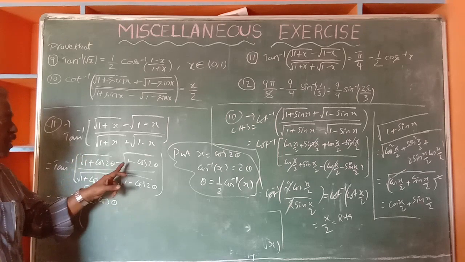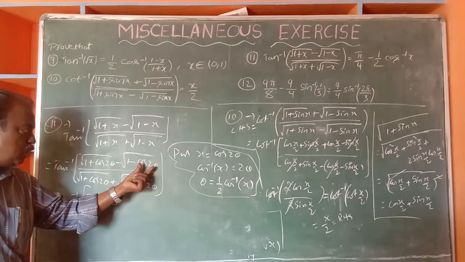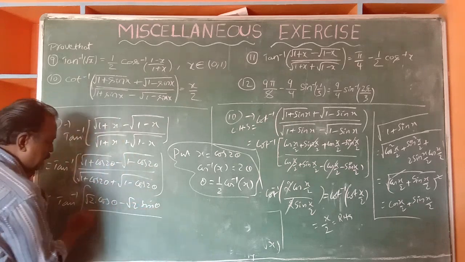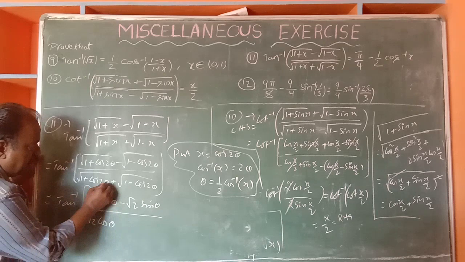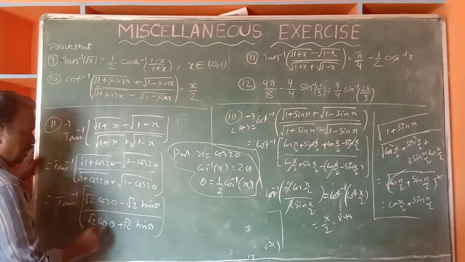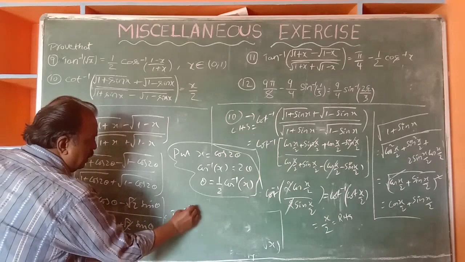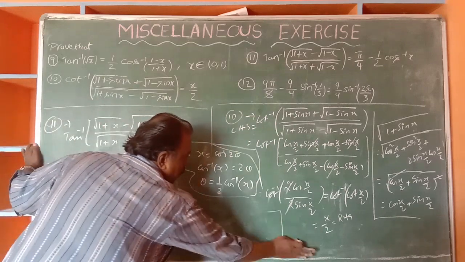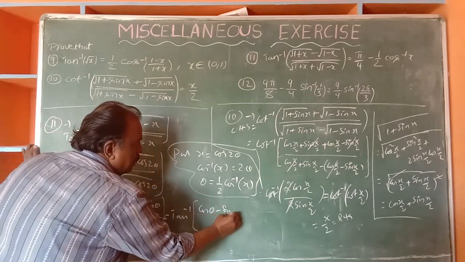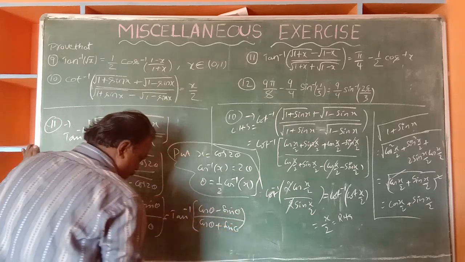Square root cancels. Here also 1 minus cos 2 theta is 2 sin square theta, root of 2 sin square theta, so we get root 2 sin theta. Similarly, here also root 2 cos theta plus root 2 sin theta. Root 2 taken common cancels, and we get tan inverse of (cos theta minus sin theta) by (cos theta plus sin theta).